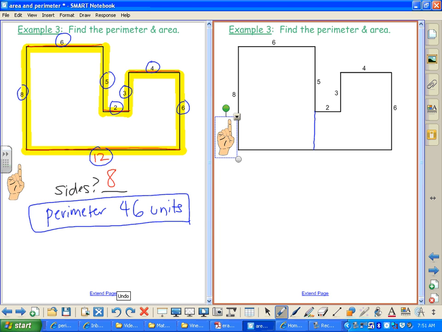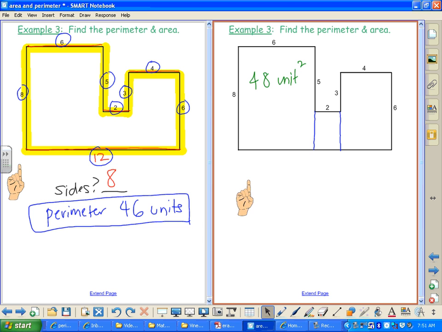Here's one. Here's another. Okay, so let me start by multiplying 8 times 6 for this big rectangle here, and that would give me 48. Here's 48 units squared. Okay, this little rectangle that you see there, what could that be?